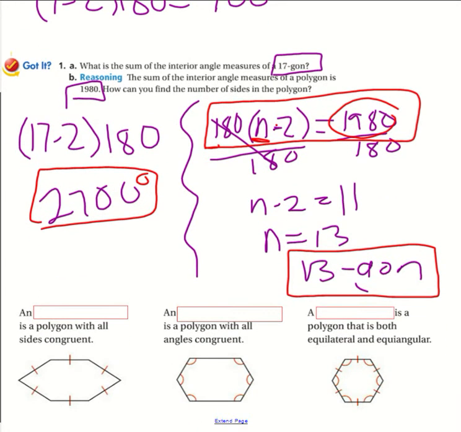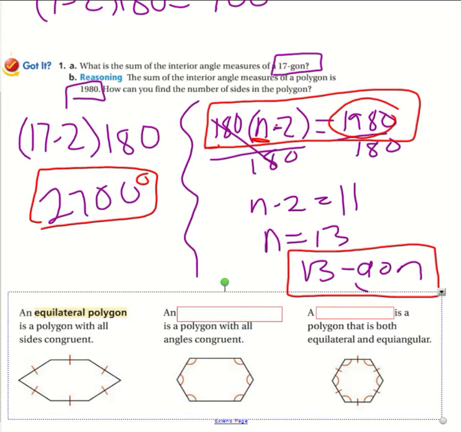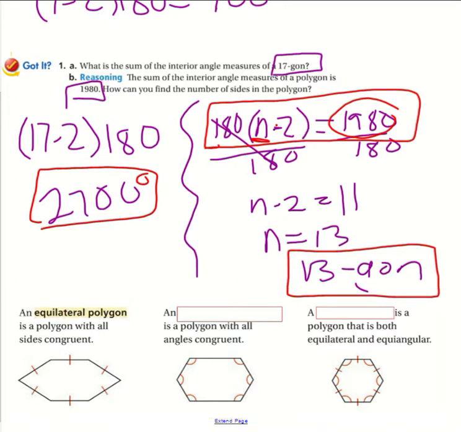There you have it. So here are some terms you need to know. An equilateral polygon is a polygon with all sides congruent, and that's how we notate that with a little hash mark on each one of them. An equiangular polygon is a polygon with all angles congruent, and each one of the angles has the same number of little arcs drawn on it. That means they're the same. And a regular polygon is a polygon that is both equilateral and equiangular. So all the sides are the same length and all the angles are the same measure.